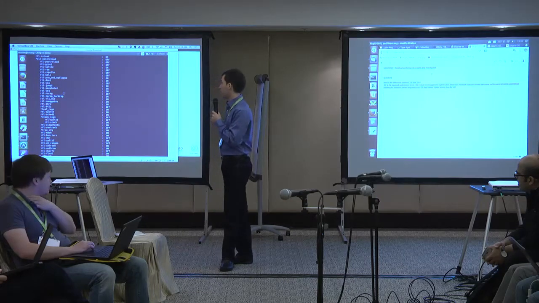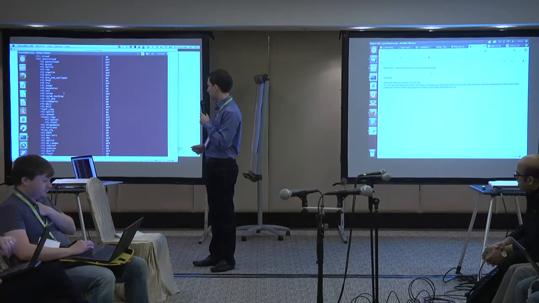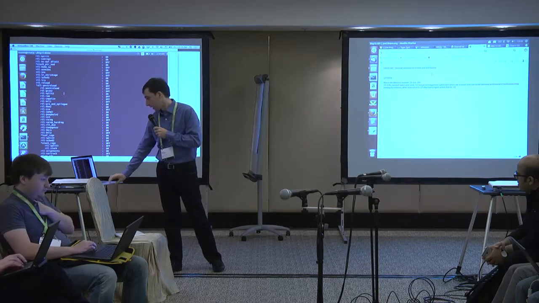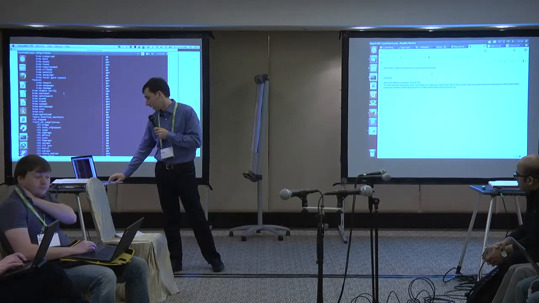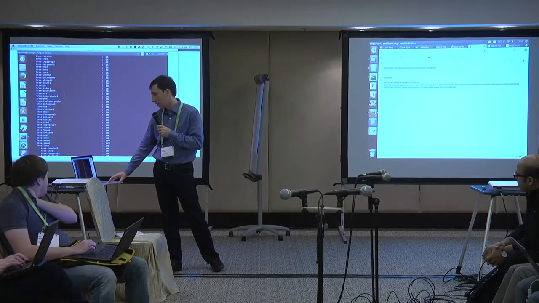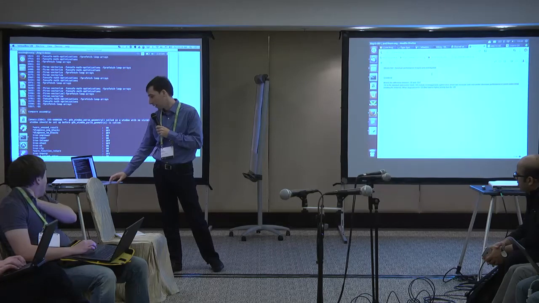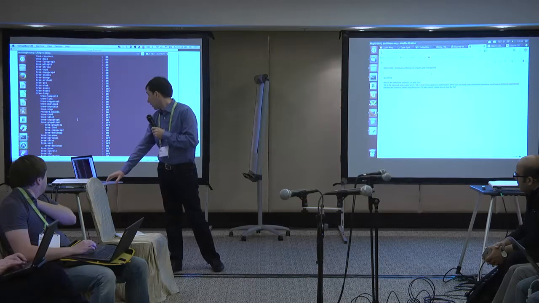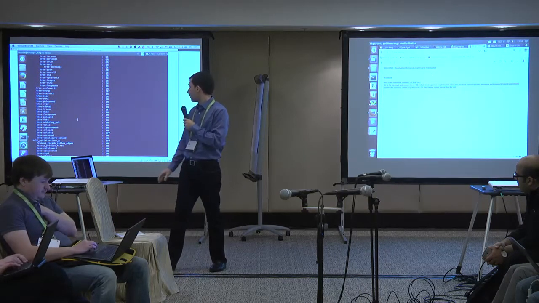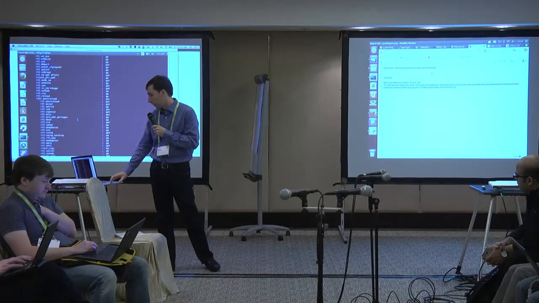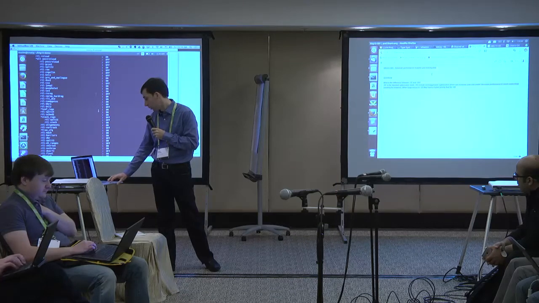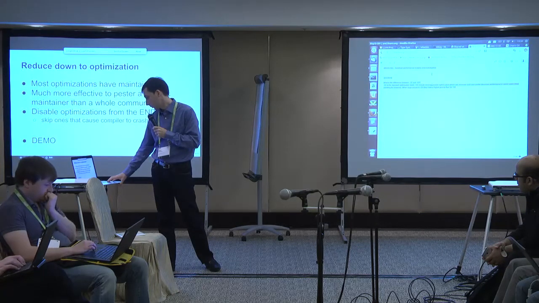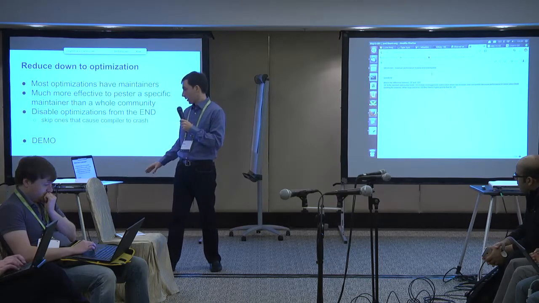So we need to get a list of optimizations. There are specific flags for GCC which can show you all the optimizations that are on and off for a particular set of flags. And as you can see, there are plenty. It would be a tedious exercise to try and disable all those optimizations one by one, starting from the bottom. So we want to script this.